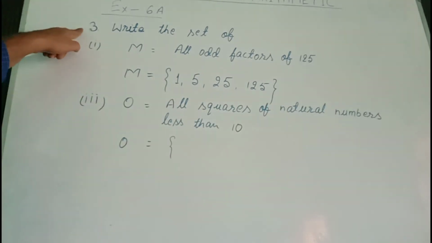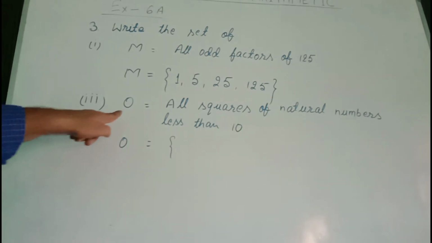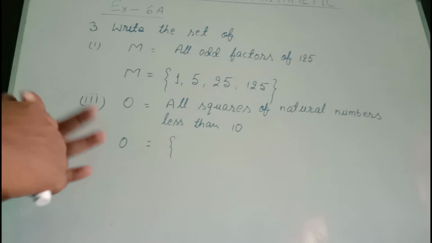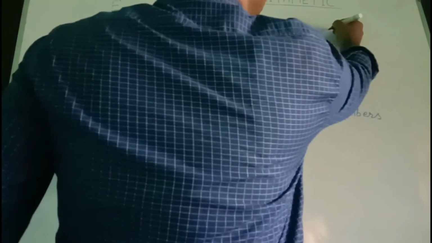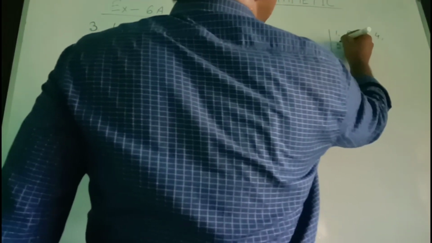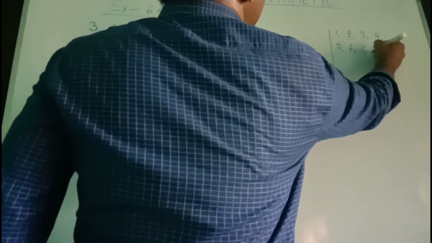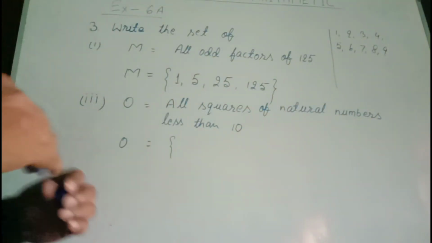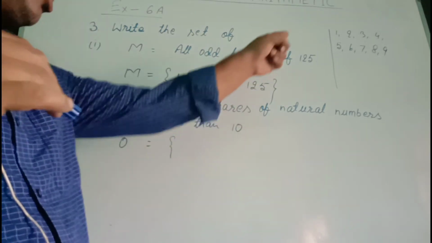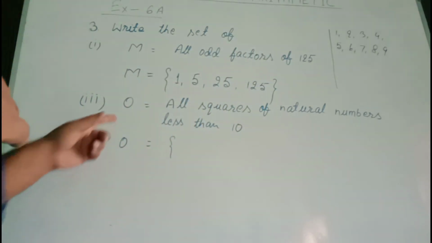Now our question number is 3, Roman number 3, in which A is all squares of natural numbers less than 10. So our words are limited here. This is our rough space for this question. First, 1, 2, 3, 4, 5, 6, 7, 8, 9. These are the natural numbers that are less than 10. Here we have to write the squares of these natural numbers. Those will be the elements of set A.